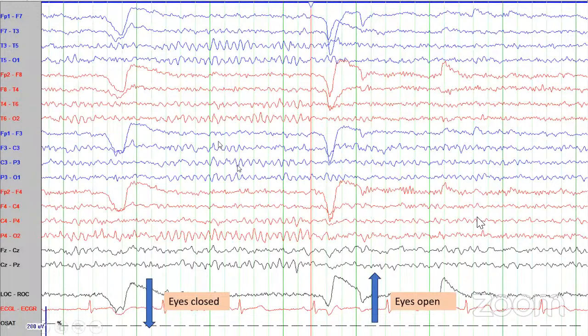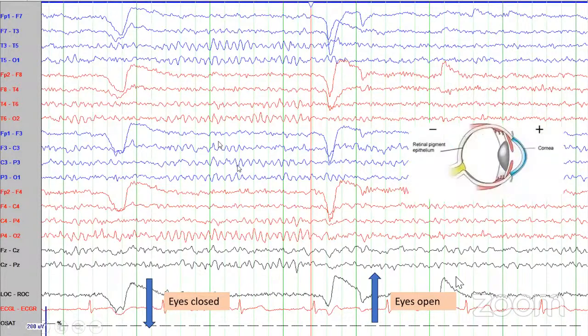And after the eye opens, this posterior dominant rhythm gets attenuated. Now, what is the logic behind these deflections, and how do we know that this is eyes closed and this is eyes open? As we've already seen, the electrode which picks up negativity shows activity which goes upwards, whereas the electrode which picks up positive activity shows a deflection downwards. Now, the cornea is positively placed and the retina is negative.